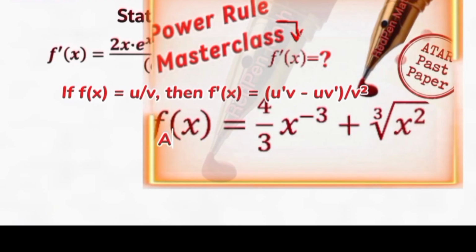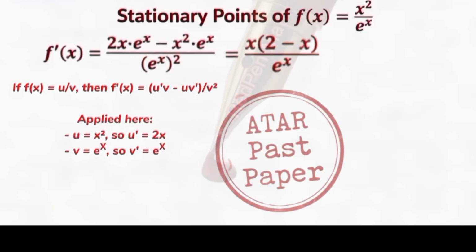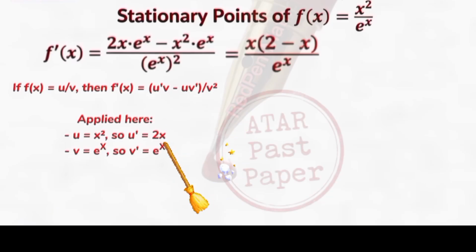Now, applying the rule. Step 2. Simplify. Factor out e to the x from the top and cancel it with the bottom. You get f prime of x equals x times (2 minus x) all over e to the x.